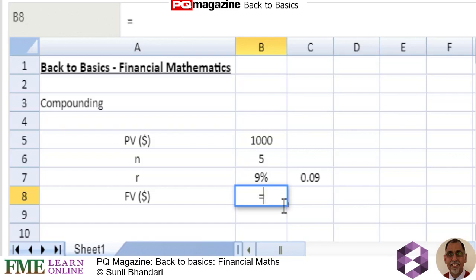Okay, so I press the equal sign as normal. I go to 1000. I want to multiply that by 1.09. I could have copied in the cell C7, but I think that's easier, the way I've done it. You then put the power of, which is effectively the hat sign. I want that to year 5. Press enter. And I get the value 1538.62. So that is the compounding example.